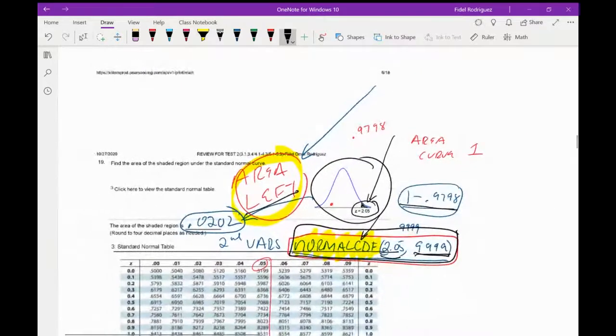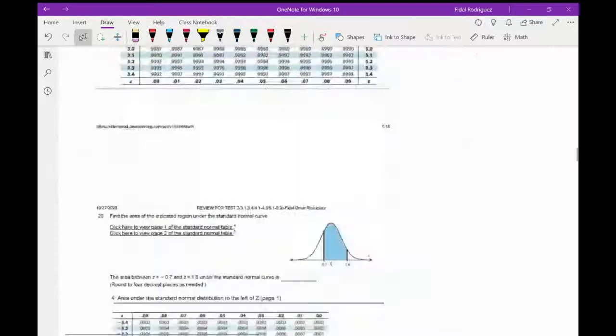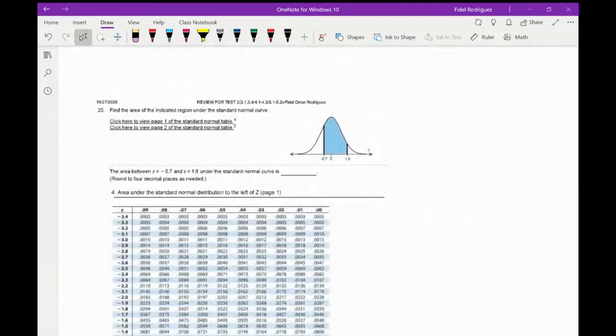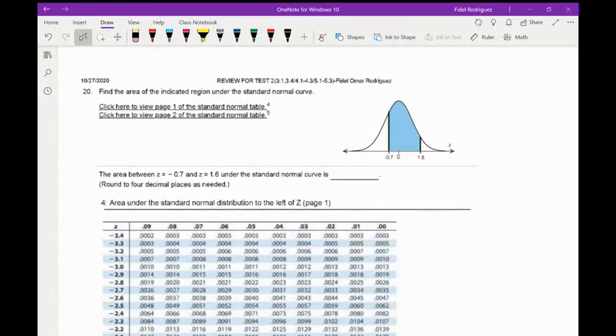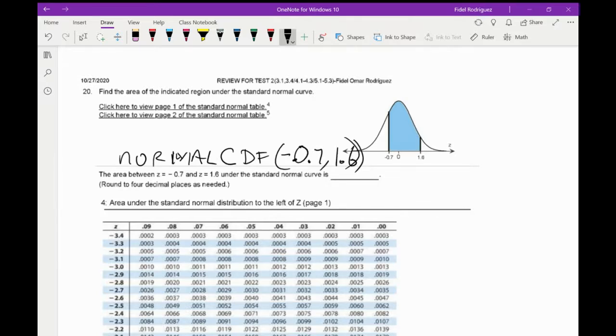Okay, so look, let me do this. Are you guys okay with these problems? Do you want to do another one? This one, if we do it on the calculator, it's easy. We're going to go normal CDF, right? What's my lower number going to be? Negative 0.7, and my upper number is going to be 1.6. Boom.